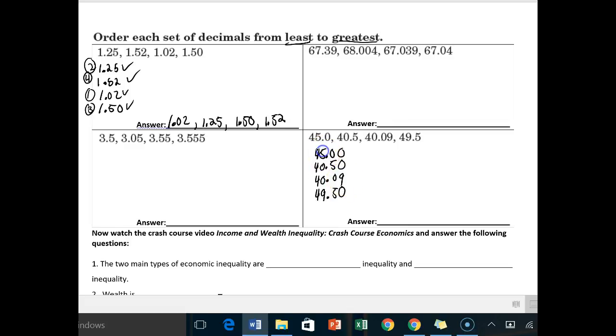The smallest one, I see they're all 4s here. Okay, now I got 5s, 0s, 0s, and 9. That means I got to compare these two. I got a 50 here, and I got a 9 here, so that means this one is obviously the smallest one, 40.09. Next smallest one would be the other one that's got 40, so 40.50. Next smallest one would be the 45.00. And the last one would be 49.50. Actually, not smallest one, it's the greatest one.